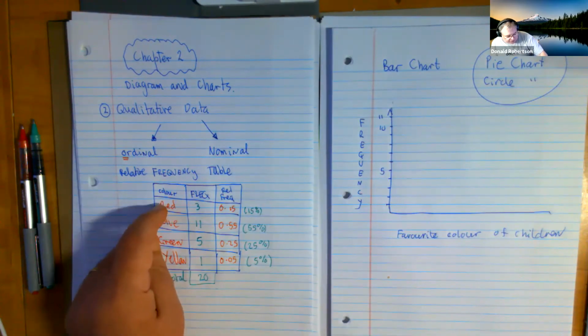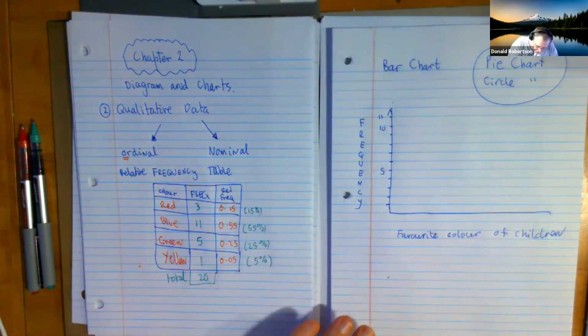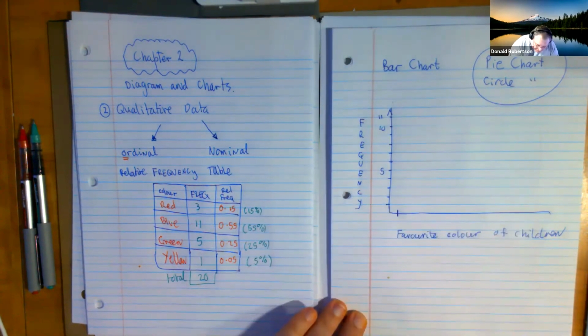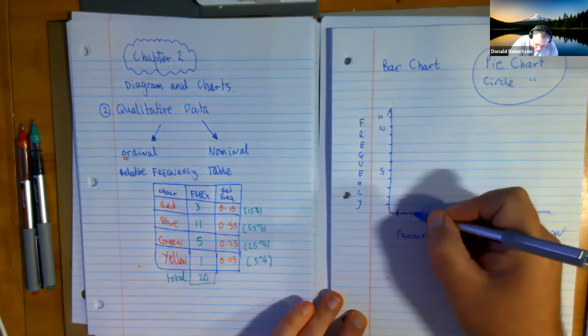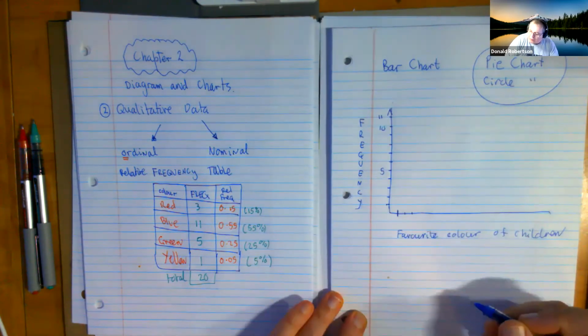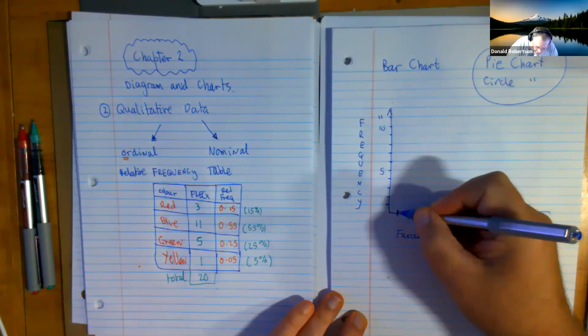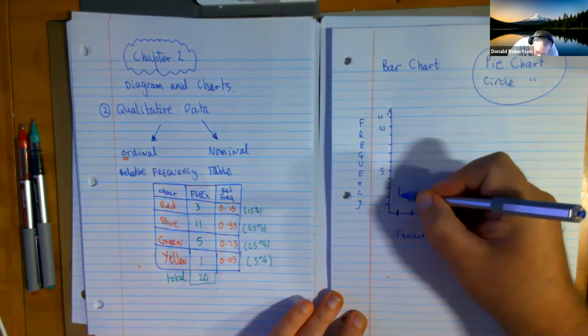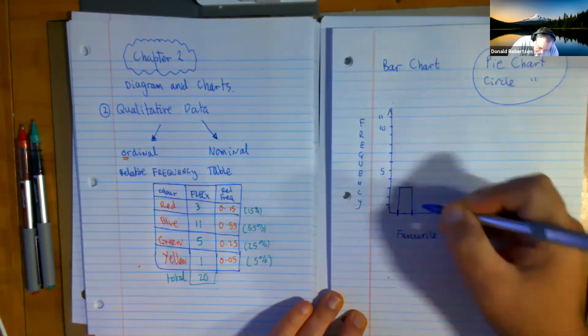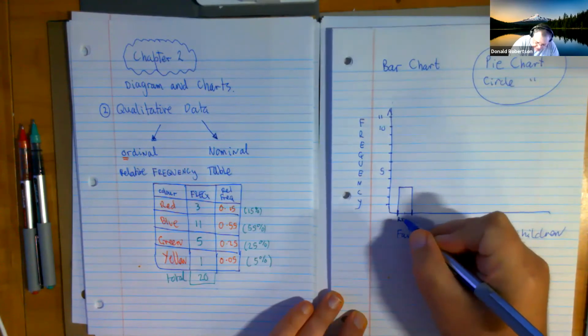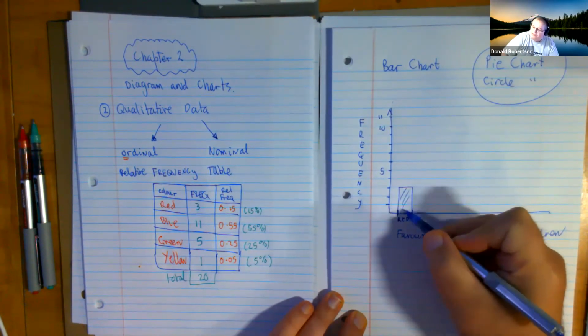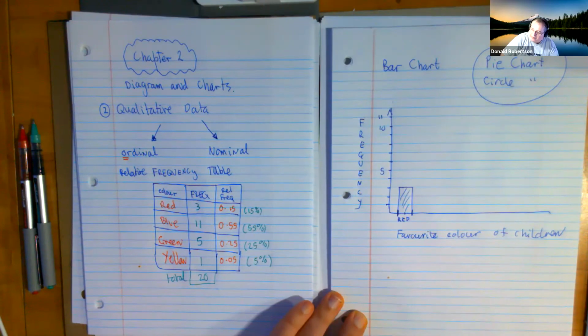Now, for each one of these, you simply pick a start point wherever you like, and maybe, I don't know, say 2 boxes wide, 3 boxes wide, whatever you feel like. And that's the start and the finish. And for red, you go up 3. And then you tell people it's red. And if you want to, you can shade it in. You don't need to. And that would be that one.